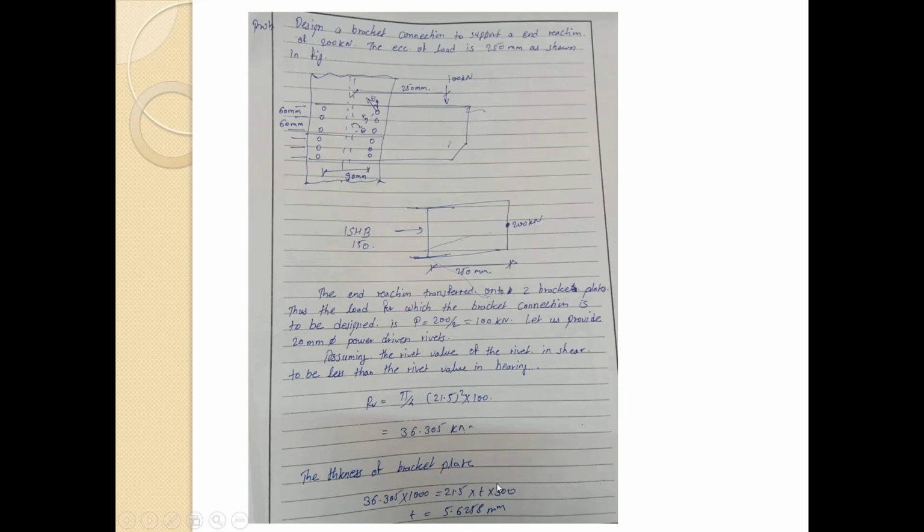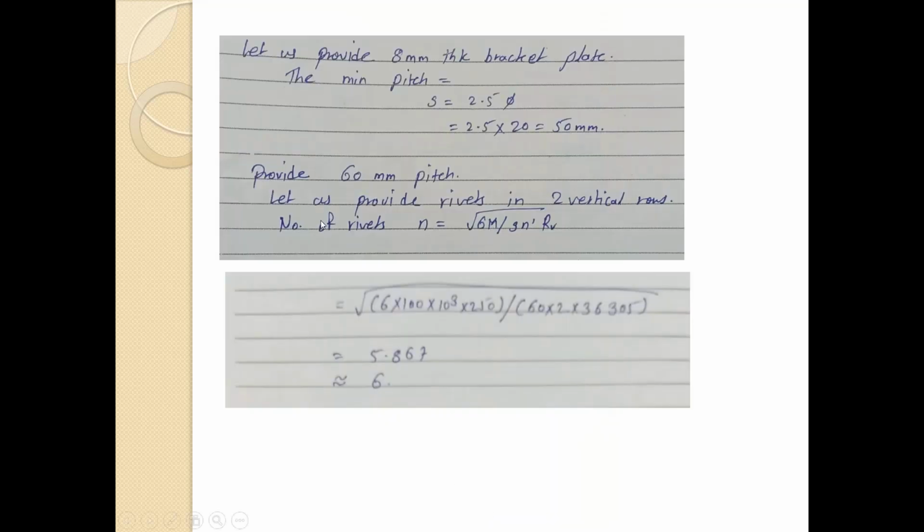So for the thickness of the bracket plate, we are equating this value to the plate bearing, that is 36.30 into 10 raised to 3 equals d into t into the bearing stress. So we will get t equals 5.625. So let us provide a plate of 8 mm thickness.